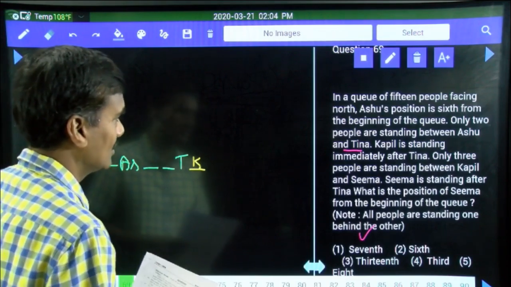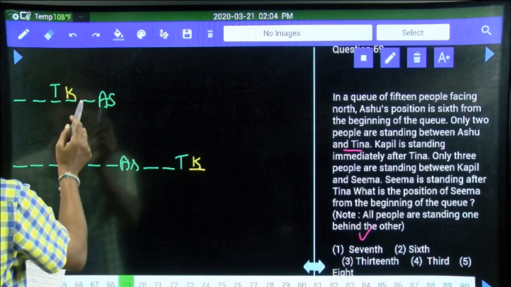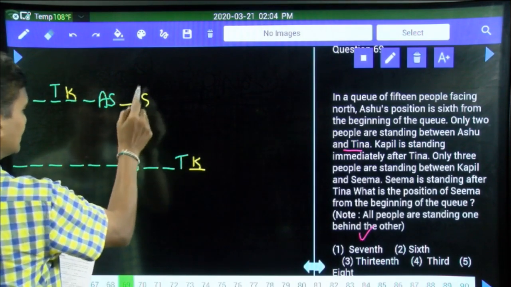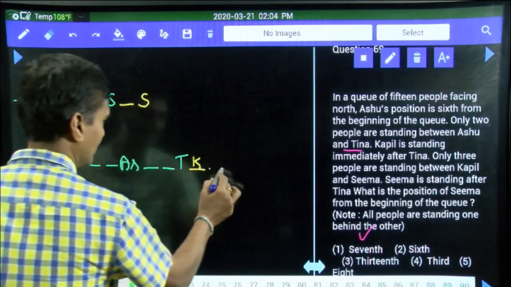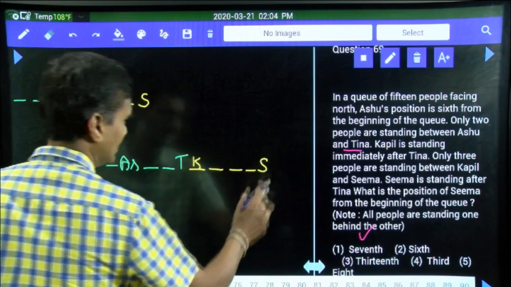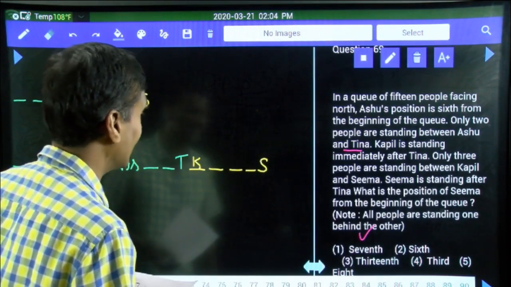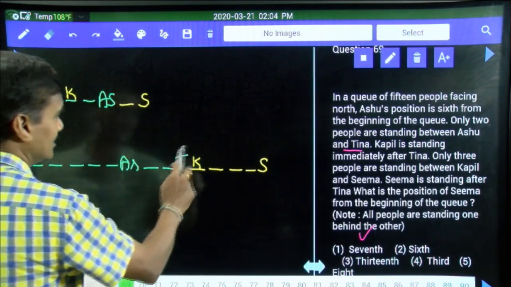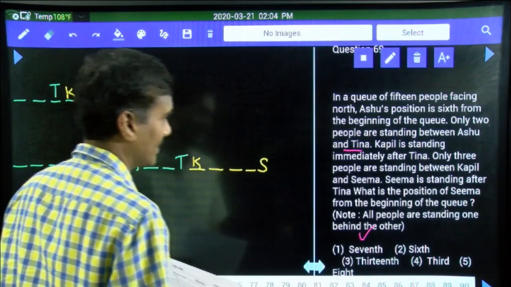Then next one, only 3 people between couple and Seema. There must be exactly three people between the couple and Seema. It cannot be on this side, so 1, 2, 3 and Seema is here. And Seema is standing after Tina. Now tell me, Seema is after Tina.